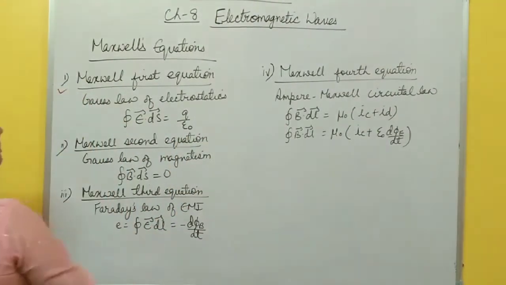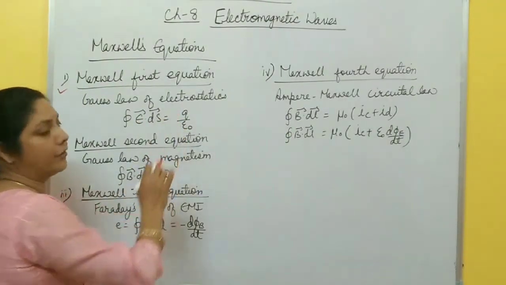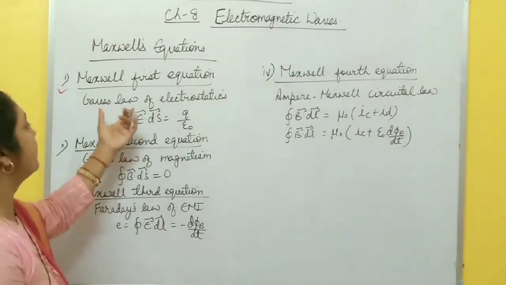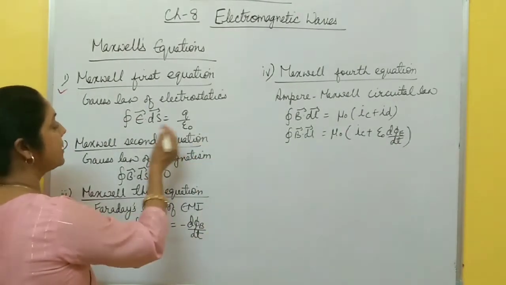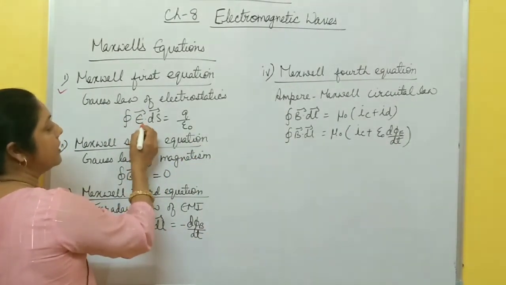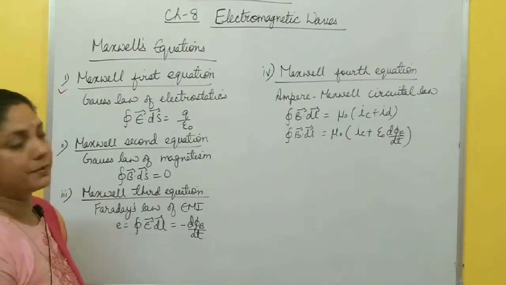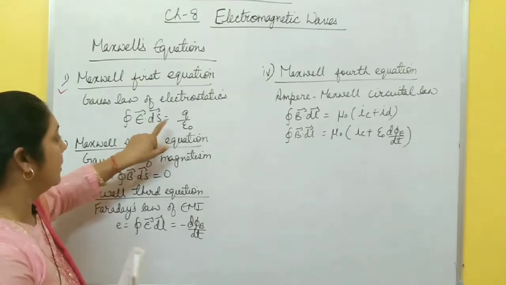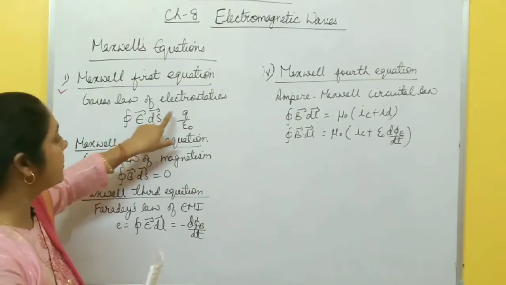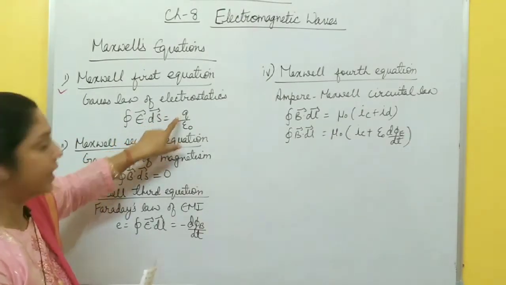Okay, the first one is Gauss law of electrostatics. Maxwell's first equation is about Gauss law of electrostatics. You know what is Gauss law of electrostatics? Surface integral of E dot ds equal to Q by epsilon naught. From this equation, it is clear that electric field is produced due to charge, right?